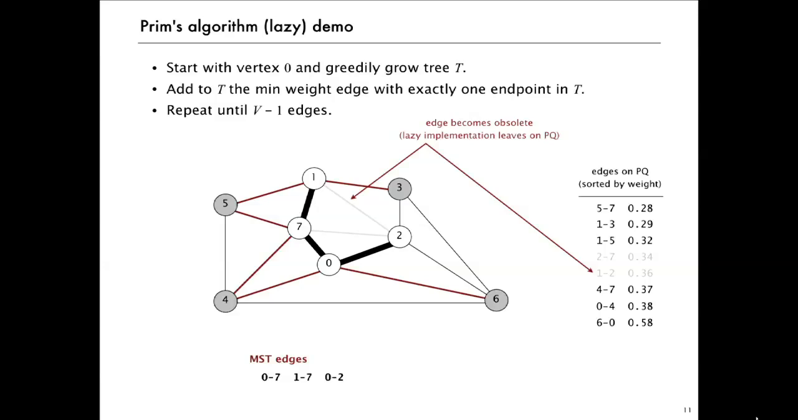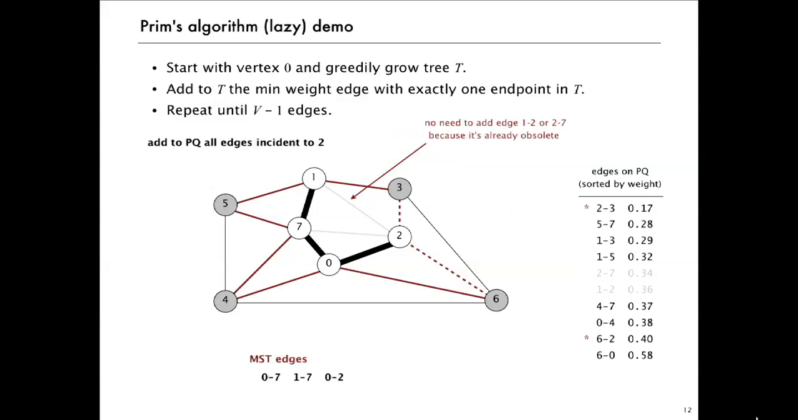We added 0, 2 to the MST, and we have to add everybody incident to 2 that is not on the tree to the priority queue. So in this case, it's 2, 3, and 6, 2. We don't have to add 1, 2 and 2, 7 because they go to tree edges. We don't add them back on.